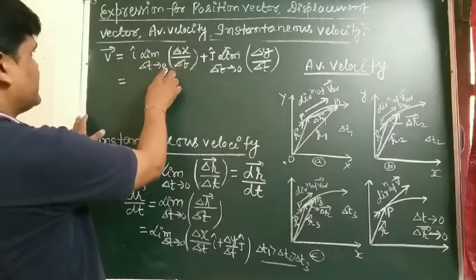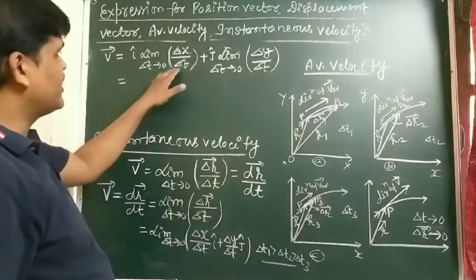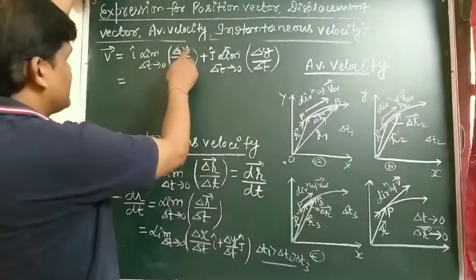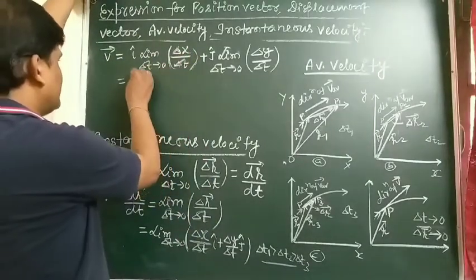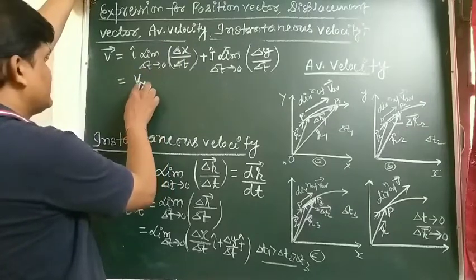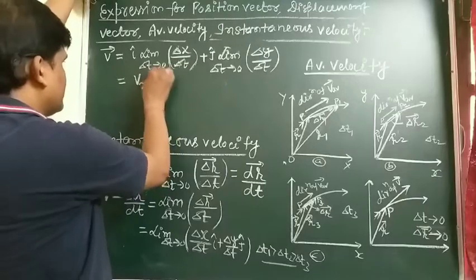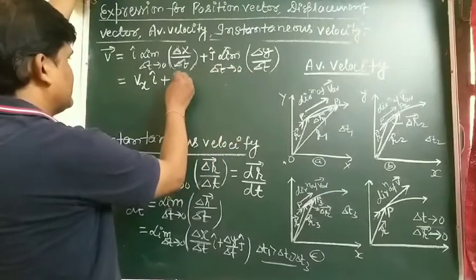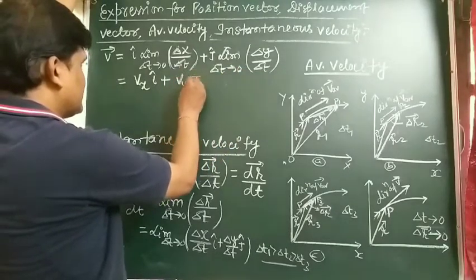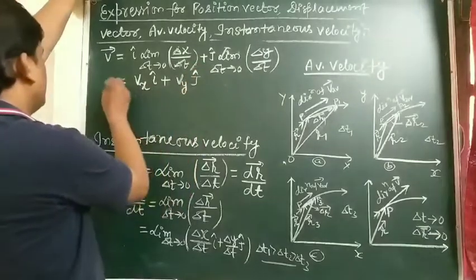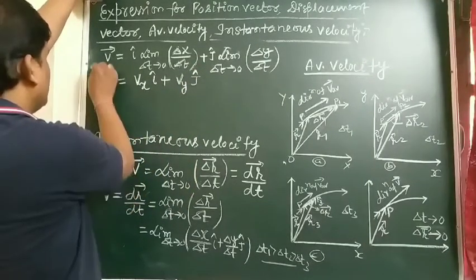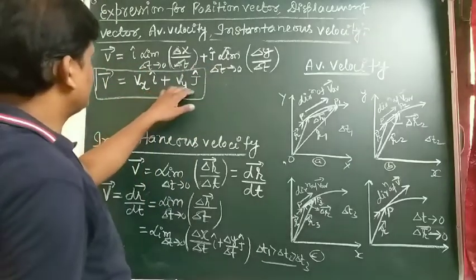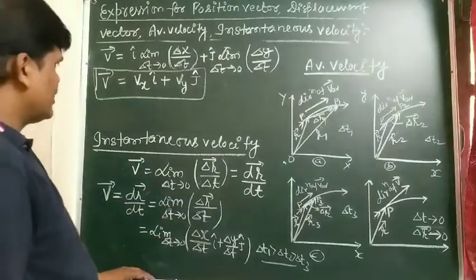So limit delta t tends to 0 of delta x by delta t can be written as velocity. Which velocity? Instantaneous velocity along the x axis, Vx i cap, plus displacement by time velocity, which is written as Vy j cap. And this is the formula for instantaneous velocity, V equal to Vx i cap plus Vy j cap.